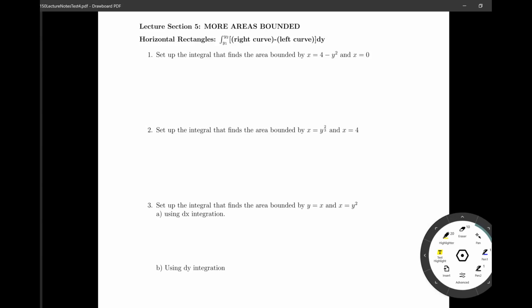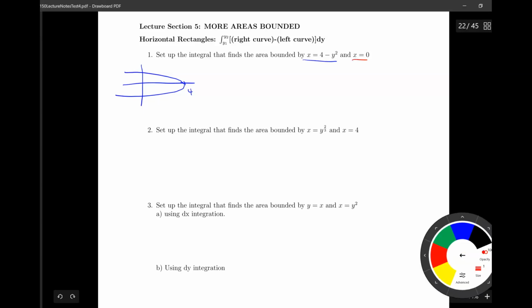All right, so now we're going to tackle these sideways parabolas. So x equals 4 minus y squared. We know that's an upside down parabola, facing the negative x direction, shifted up 4. And then we know that x equals 0 is the y-axis. All right, so let's look at what that area is that's bounded. That would be this area here.